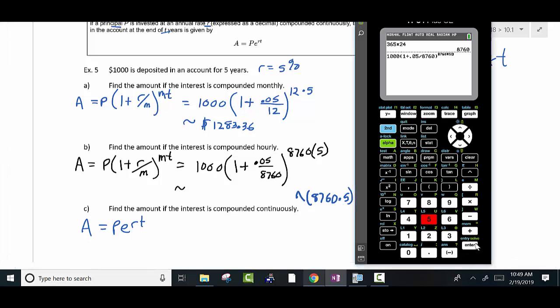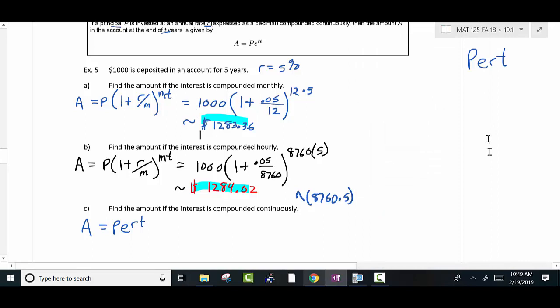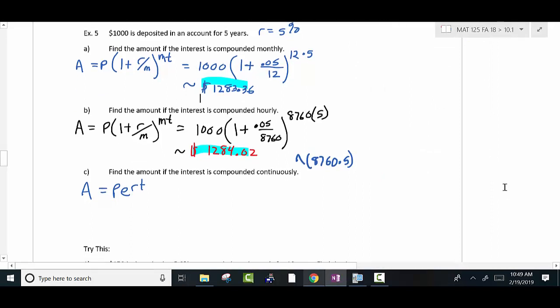So anyway, let's see what that gives. That would be a little bit more. So that is giving me $1,284.02. So we gained a little bit of money just off of doing the interest more often. Just a little bit more, but not significantly more, because what happens is it starts leveling off. Now, when you do the continuous compound interest formula, it's going to be even more.